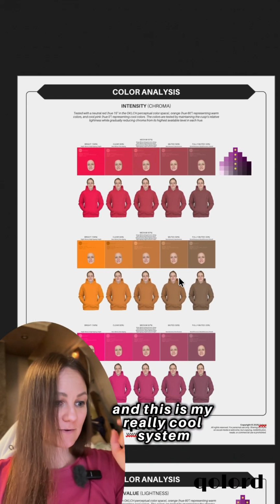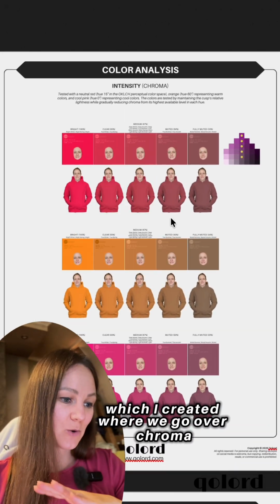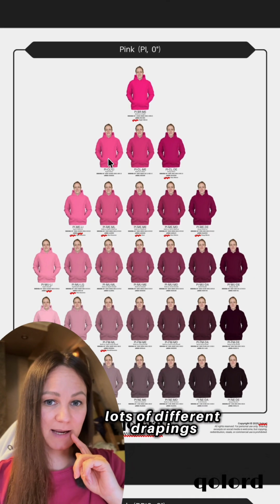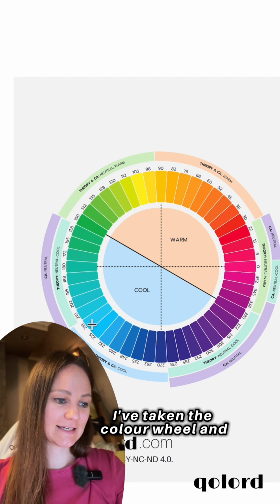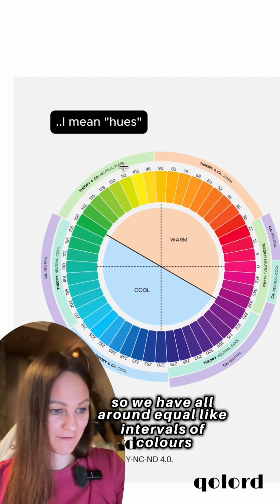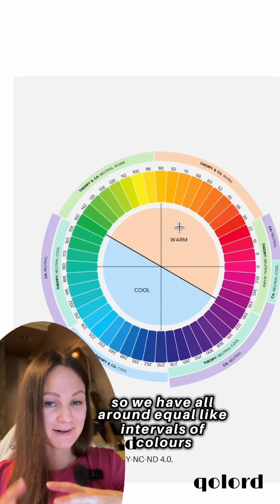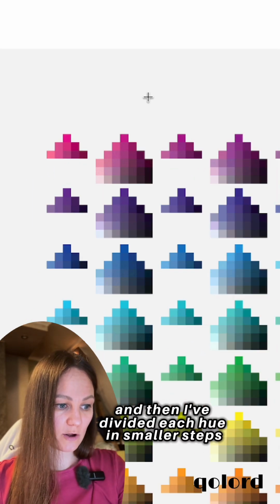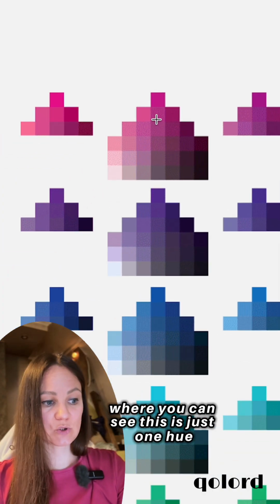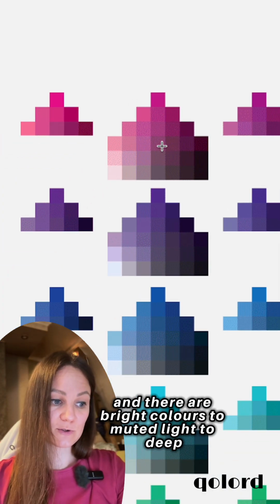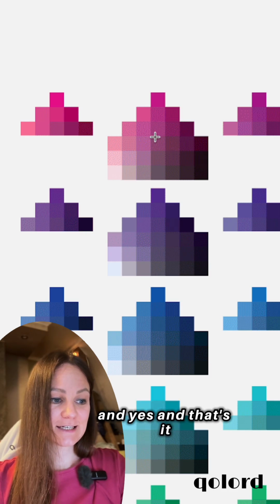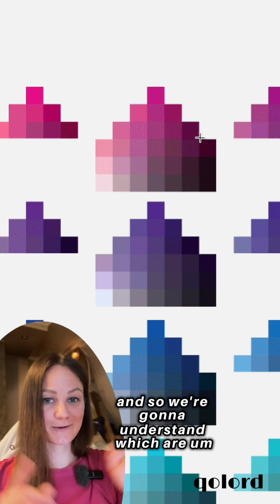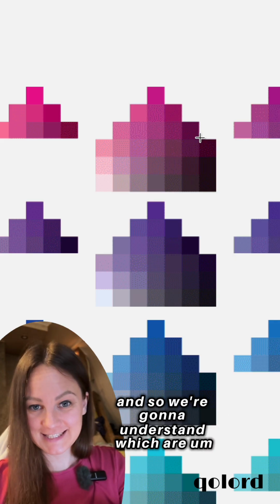And this is my really cool system which I created, where we go over chroma, lightness and hues, lots of different tests, lots of different drapings. I've taken the color wheel and divided it by 48 colors, so we have equal intervals of colors, and then I've divided each hue in smaller steps where you can see this is just one hue, and there are bright colors to muted, light to deep. So we are testing all chromas and lightnesses, and we're gonna understand which are Stephanie's best colors.